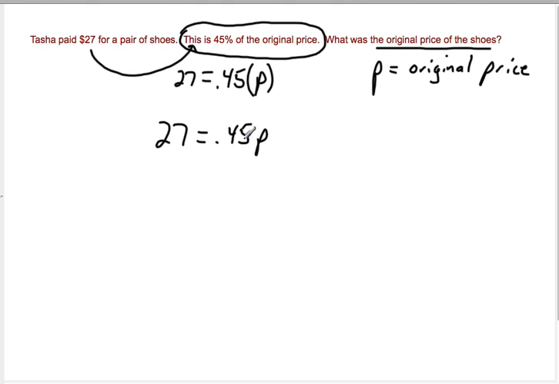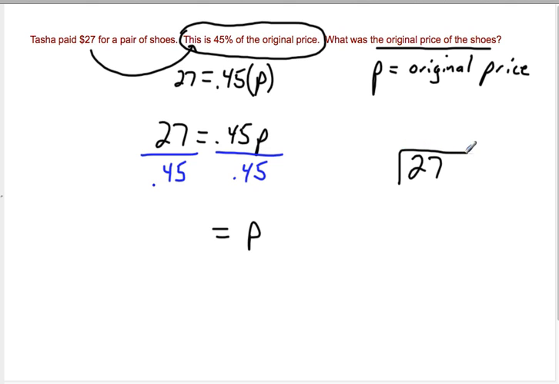I'm going to divide both sides by 0.45 to isolate the variable, which is exactly our goal here, so that P is going to be all alone over here. And we just need to do 27 divided by 0.45. Again, a great opportunity to practice some extra long division. Oops, that should be a 5. Let's fix that.